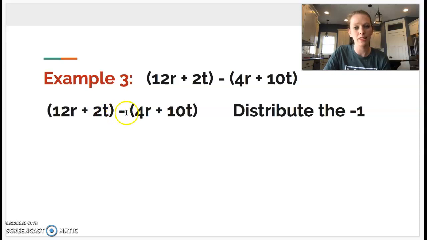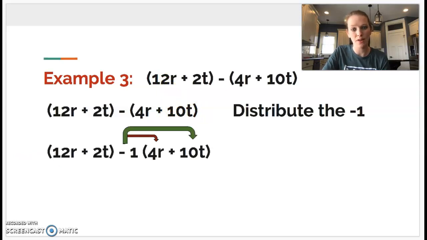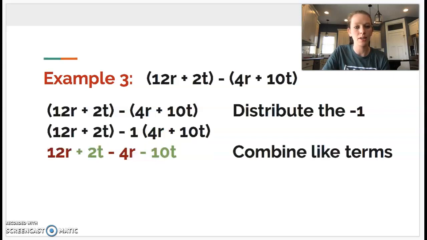So I'm going to do negative times that 4r, and then that negative times that 10t. So if I go ahead and pass it out, and I put the 1 there just so we could see a number there, finally we're going to end up getting negative 4r. And again, we got that negative 4r from that negative times that 4r. And then we got that negative 10t because we had a negative 1 times a positive 10t. So make sure you understand how we just did that.